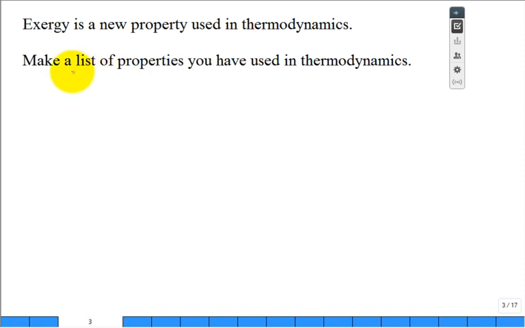Let me ask you this. With a piece of paper, can you make a list of properties that you used in the previous class, thermodynamics? Thermo 1, or if you're repeating this class, great. Thermo 2, hopefully you're not. But make a list of properties. Start off with the big ones. I'm going to pause, walk around, see how you do.